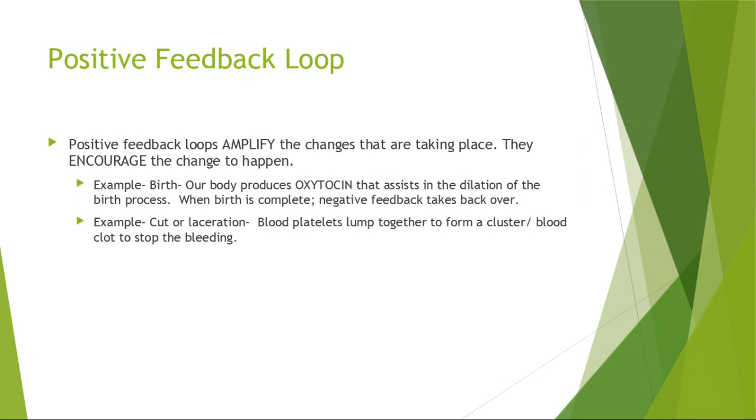Positive feedback loop. A positive feedback loop amplifies the changes that are taking place. A great example is birth. Once a pregnant lady goes into labor, she naturally produces oxytocin. And oxytocin helps the dilatation process when birthing. Once she gets through that birthing process, negative feedback takes back over.